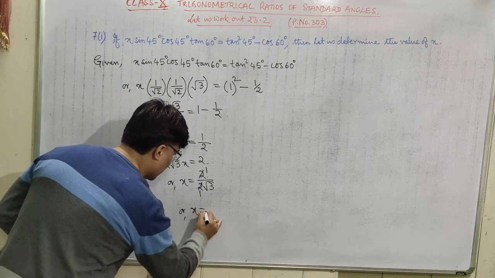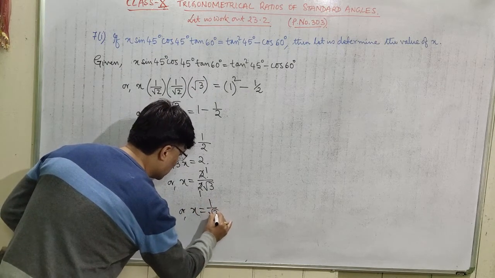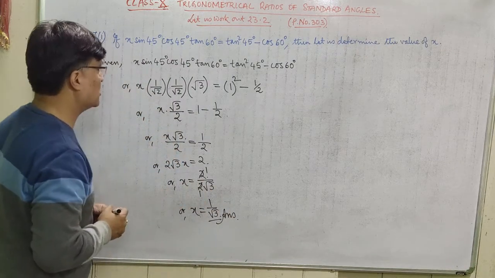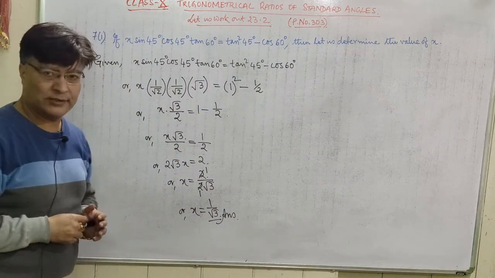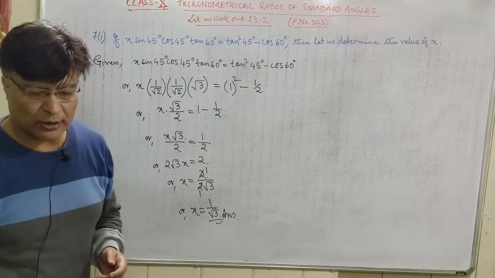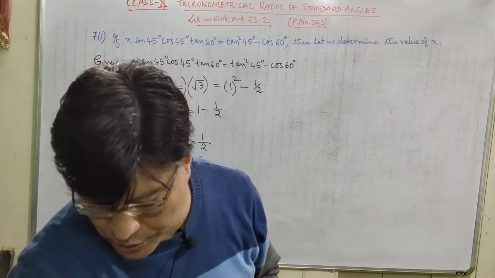Or what is the value for x? X is equal to 1 upon root 3. So this is the final answer. So I think you have understood it. So you can copy it. Now we will do the next question.